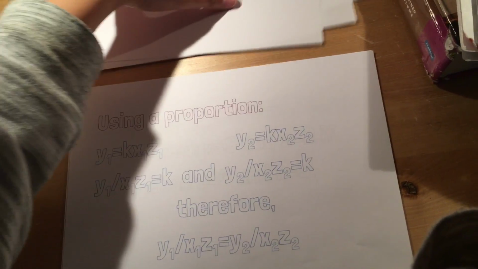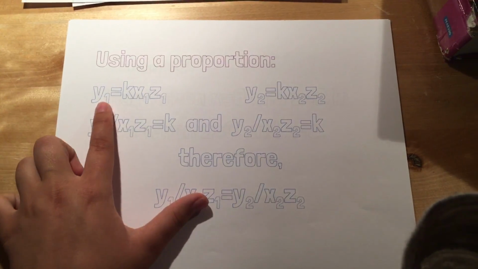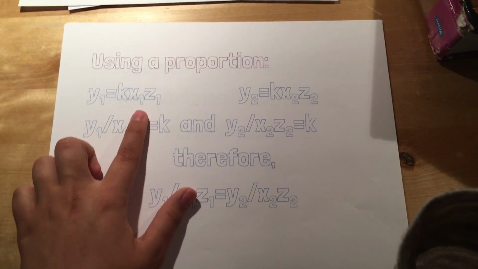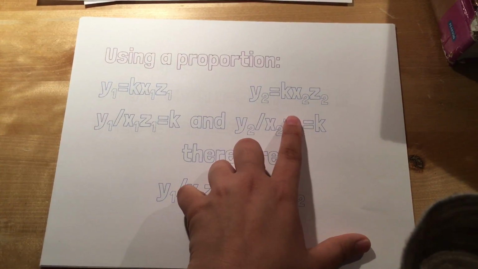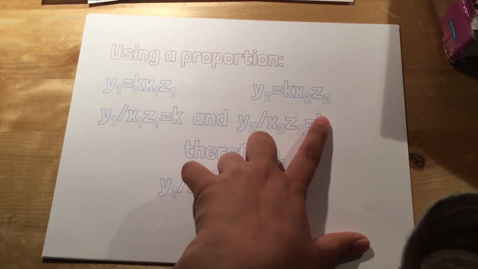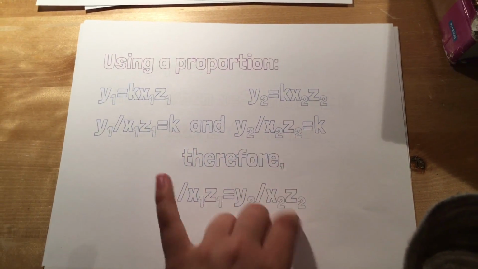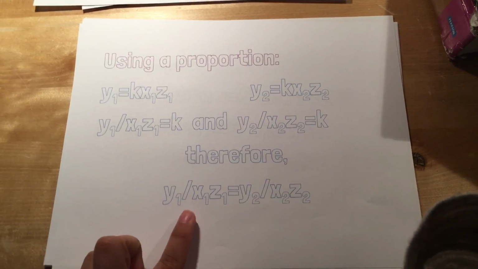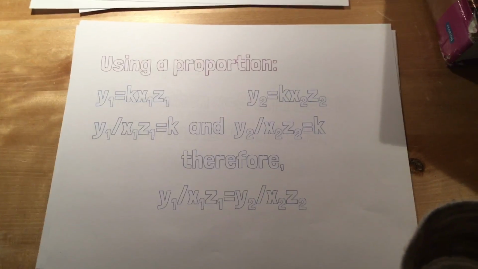Once again, using a proportion. We'll start with our 2 equations: y1 equals kx1z1, and y2 equals kx2z2. Get the k's on the outside so you can cross them out, and you'll end up with y1 over x1z1 equals y2 over x2z2.